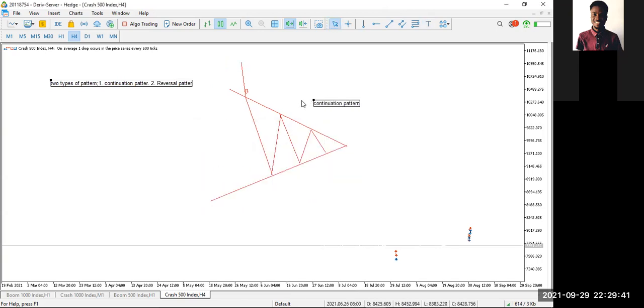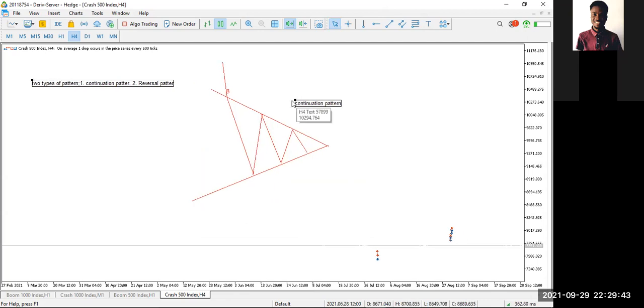What do I mean by a continuation pattern? It's coming from the upside, it ranges for a while and continues in that direction. If it were a reversal pattern, it would come, form this range kind of, and then reverse back to the upside. But since it's a continuation pattern, it forms this pattern and then continues downward rather.